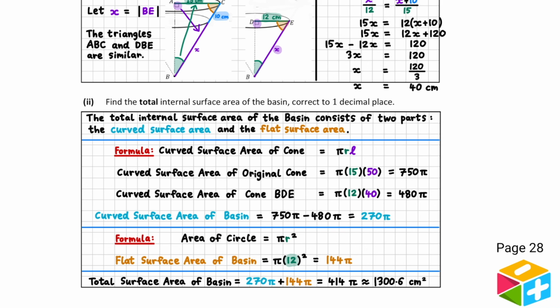Now that we know the curved surface area and the flat surface area, we can find the total surface area of the basin by adding these numbers together. When we do this, we end up with 414 pi. We were asked to give our answer correct to 1 decimal place. Converting this to a decimal and rounding to 1 decimal place gives us our final answer of 1300.6 centimetres squared.